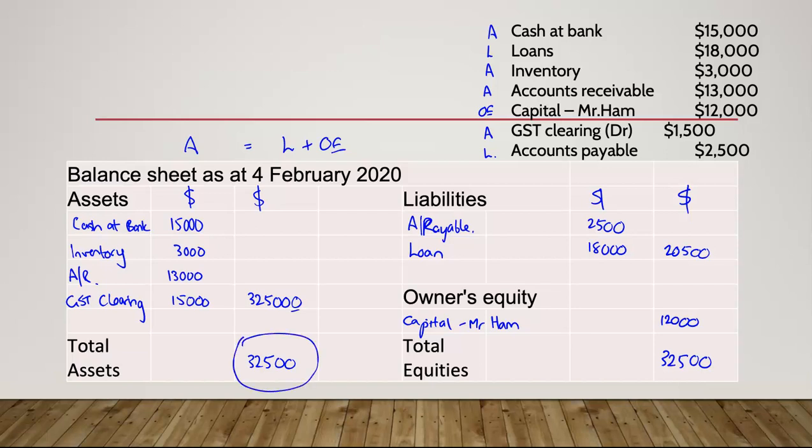I can tell that from here. And this is comprised of a number of assets. 1, 2, 3, 4. And I have $20,500 of liabilities, mainly a loan. And that means I have $12,000 of owner's equity. My business is really worth $12,000 to me. And that's the power of a balance sheet.